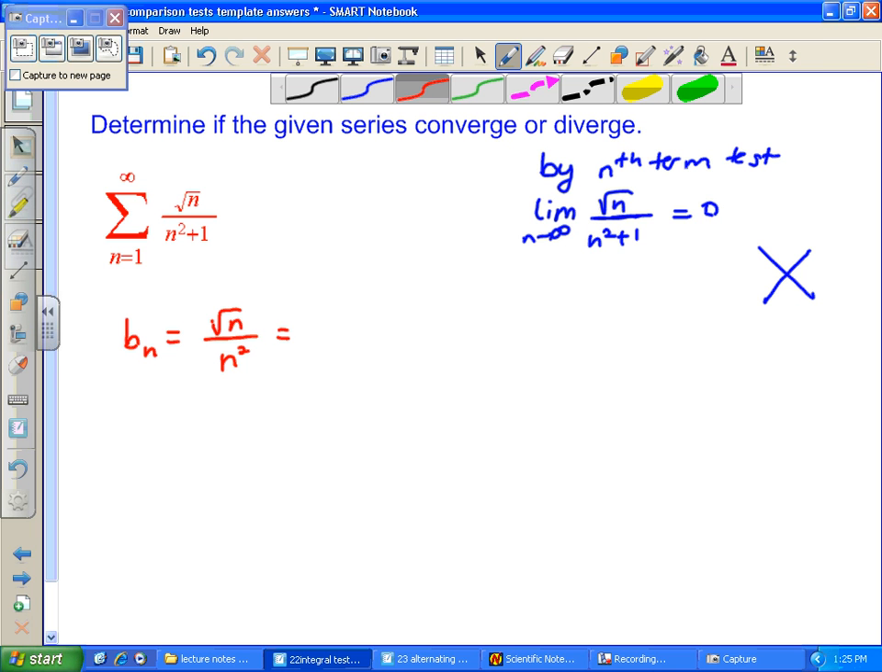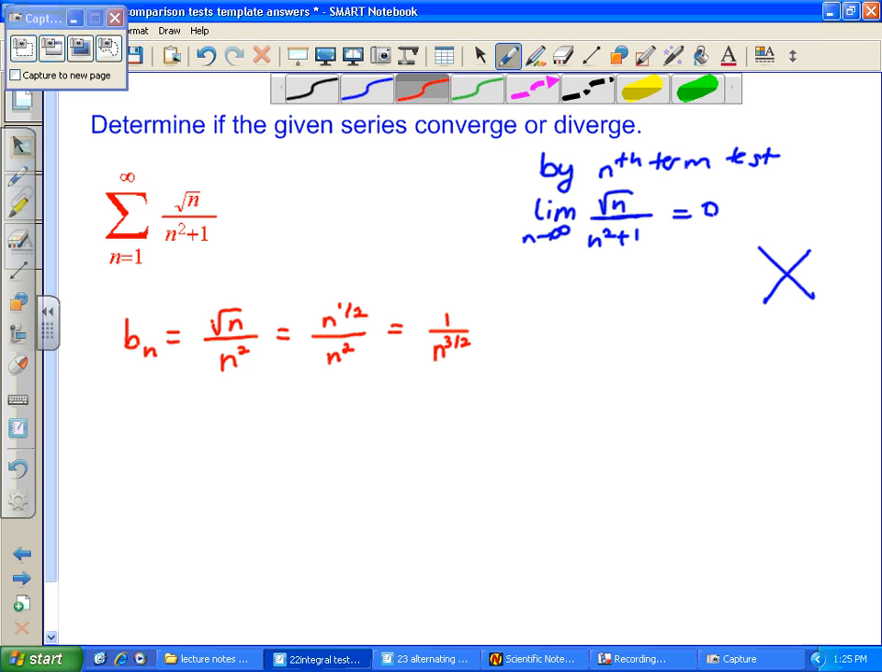How could I simplify this? N to the 1/2 over n squared. How could this be rewritten? Exactly, because you subtract the exponents, 1/2 minus 2 is negative 3/2. It's just going to be the same as 1 over n to the 3/2. In other words, 1 over n to the 1.5, right?